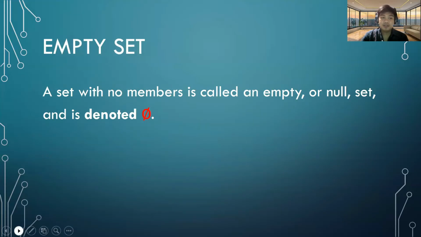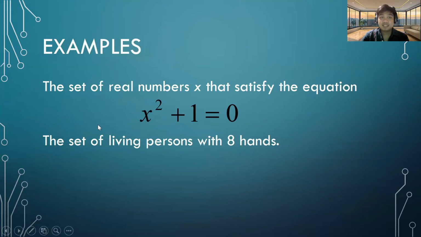So, there are examples of null set. So, the set of real numbers x, such that it will satisfy this particular equation, x squared plus 1 is equal to 0. So, the question is, bakit siya na-consider as null set or empty set? Kasi there are no real numbers that will satisfy this particular equation.